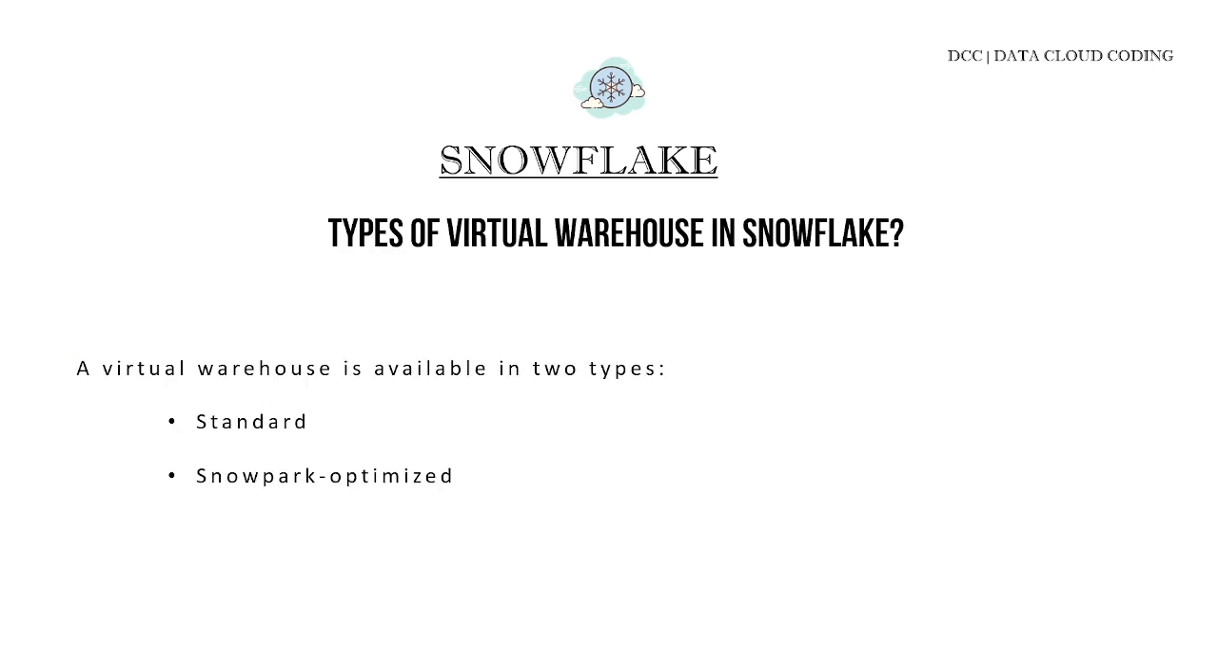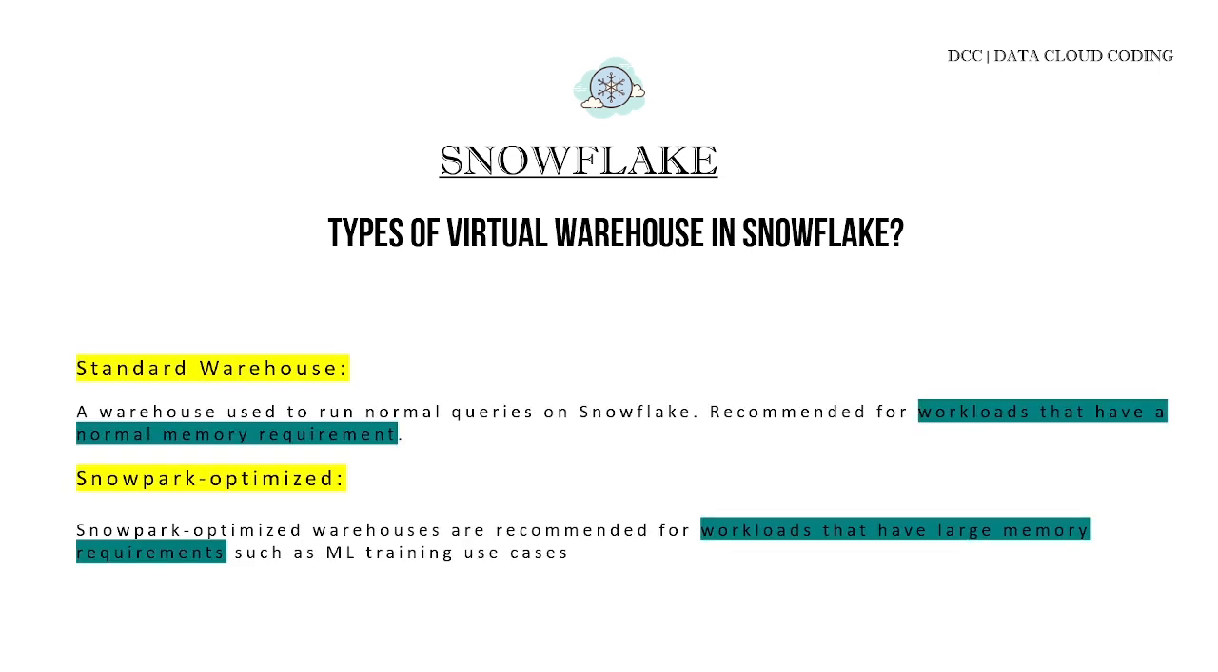Okay, so what are the types of virtual warehouses in Snowflake? We have two types of virtual warehouse available in Snowflake. First, we have the standard one, and then we have the Snowpark optimized warehouse. So let's see both these individual warehouses. A standard warehouse is used to run normal queries on Snowflake. And whenever we have workloads or queries that will not require a huge memory, in those scenarios, we can go ahead with the standard virtual warehouse.